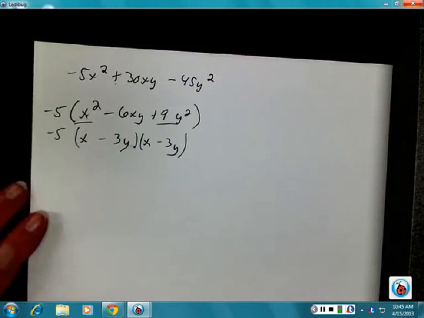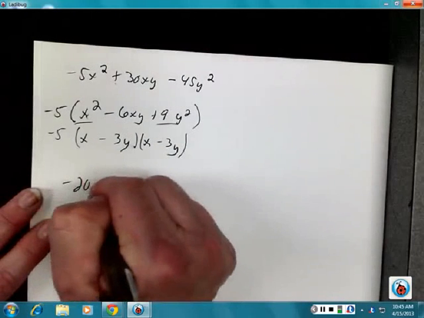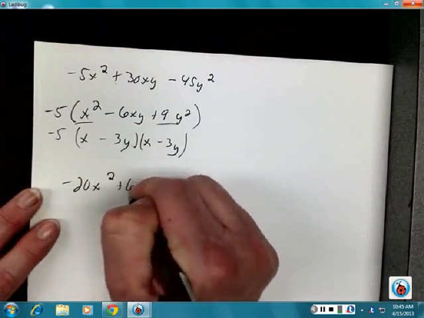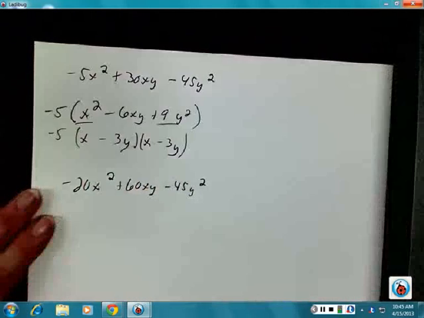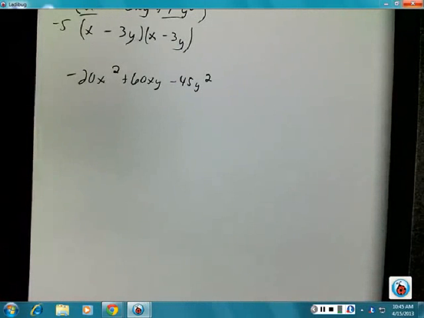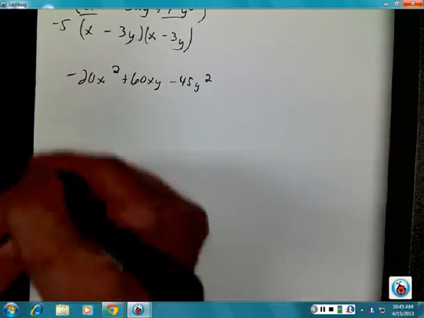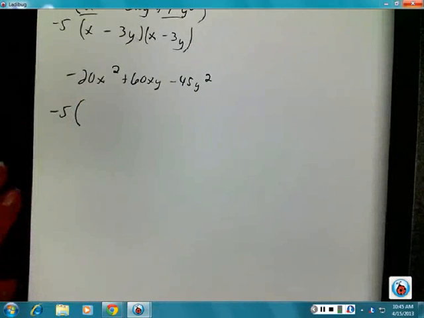Let's see if we can find another one. How about this one? Negative 20x squared plus 60xy minus 45y squared. Does that thing have anything that comes out of it? Well, you can do 5 again. It would be a negative, negative 5. And then what happens?